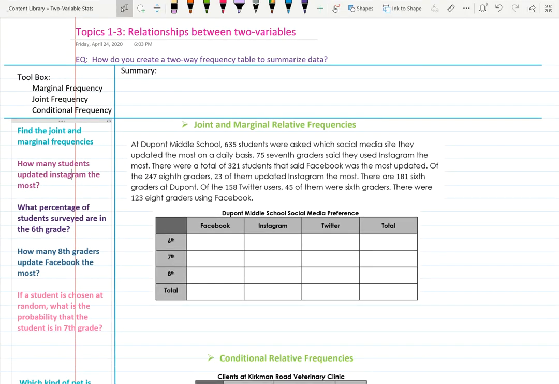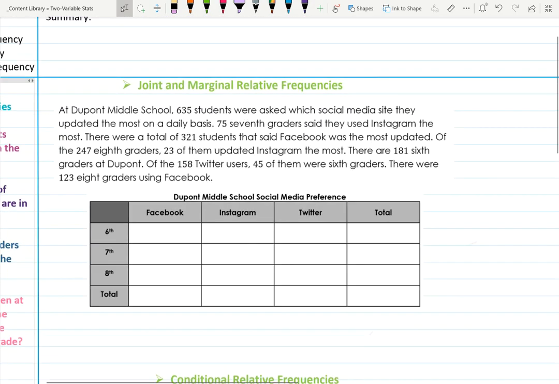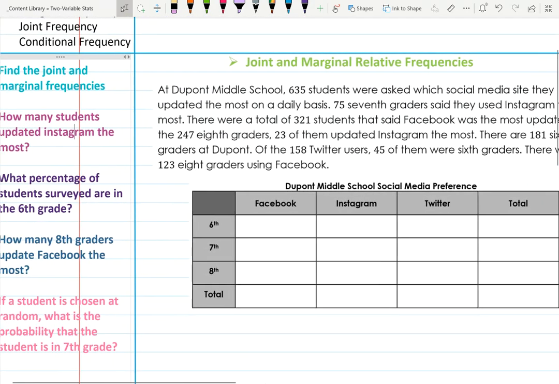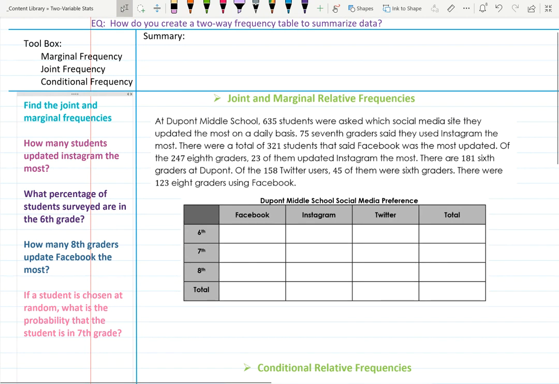Hey guys, so we are going to move on from one variable statistics, which is just looking at one set of data, and we're going to move into two variable statistics, which compares two different types of data. So we've got a few things in our toolbox: marginal frequency, joint frequency, and conditional frequency. Remember, frequency is just how many or how much of something.